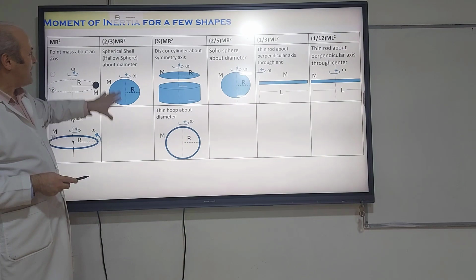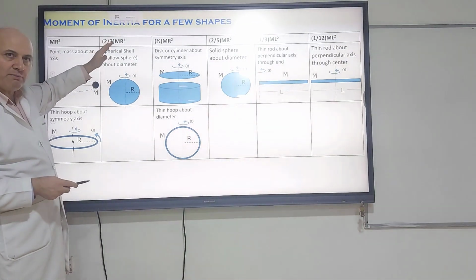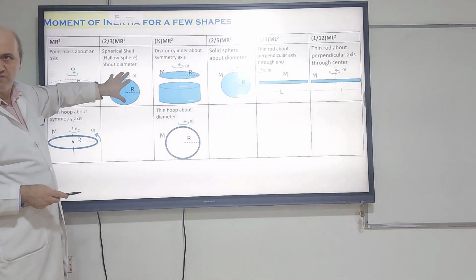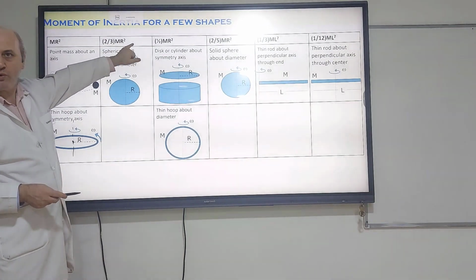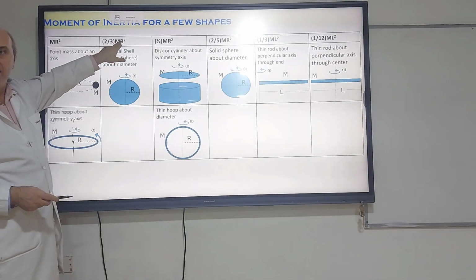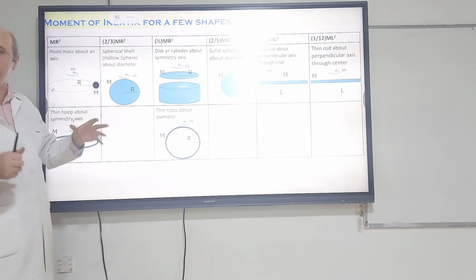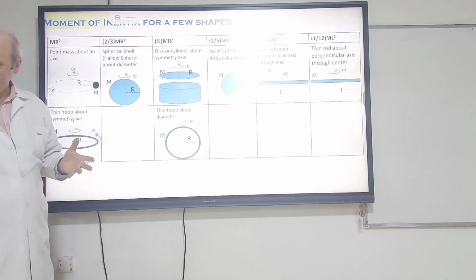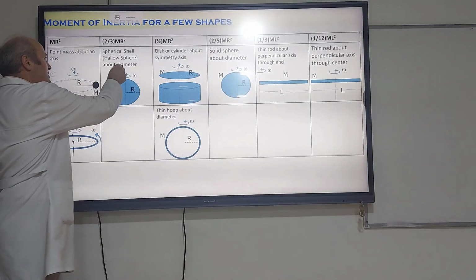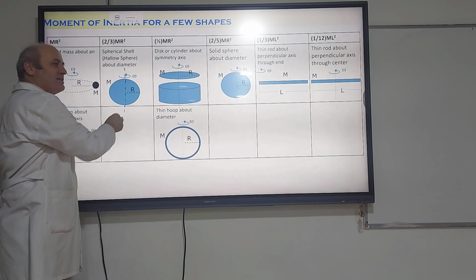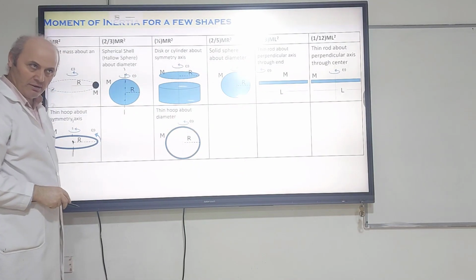Second shape, which has a bit less moment of inertia, is the spherical shell, 2/3 MR squared, where M is the mass again of the spherical shell. It's like a football or basketball, inside must be empty. And it's going to rotate about an axis passing through the diameter.